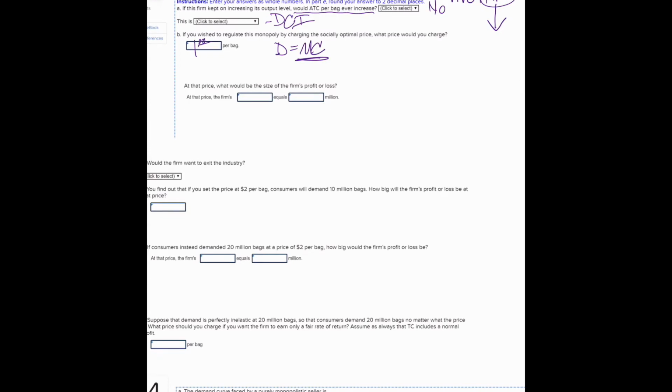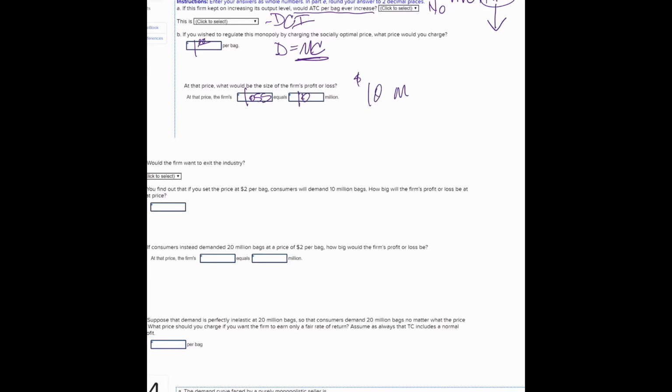At that price, what would be the size of the firm's profit or loss? Well, in this case, the socially optimal price would bring about a loss, and here's why. You've got $1 per unit covers your ongoing costs, your variable costs, but it does not offset any of your fixed costs. So it's going to be a loss of your total fixed costs, which is $10 million. That's given to us at the beginning.